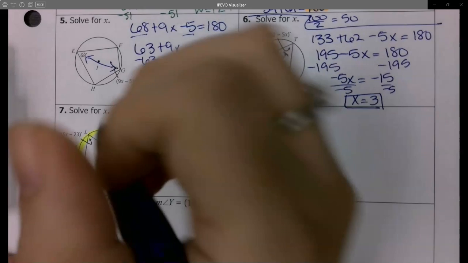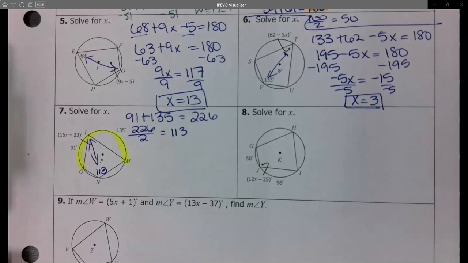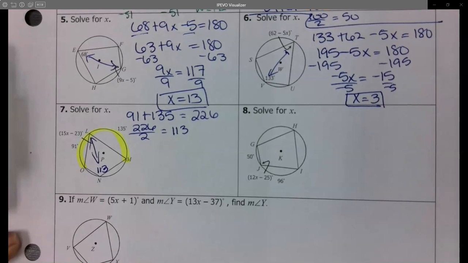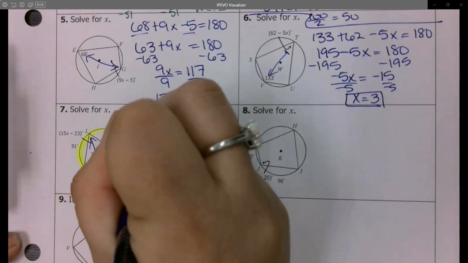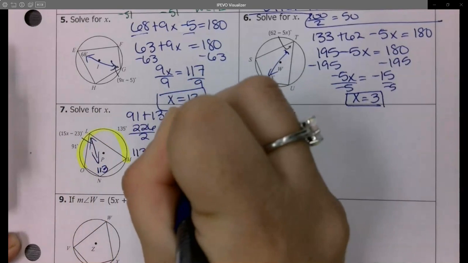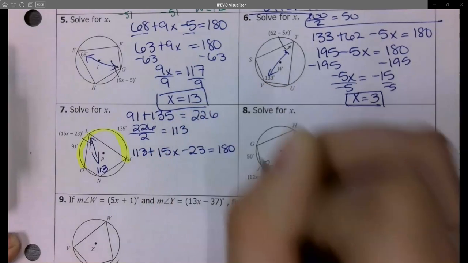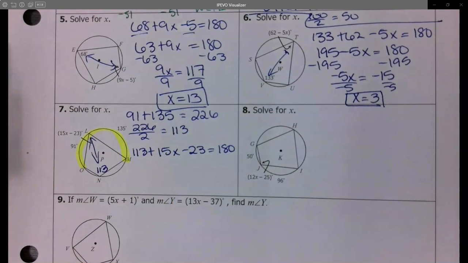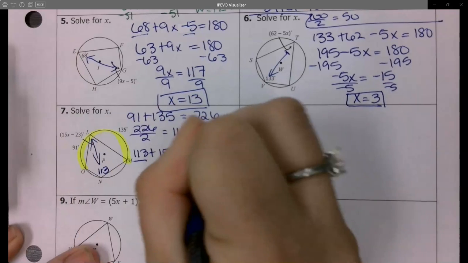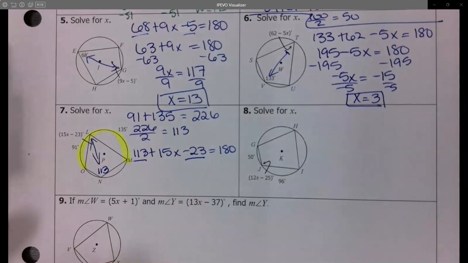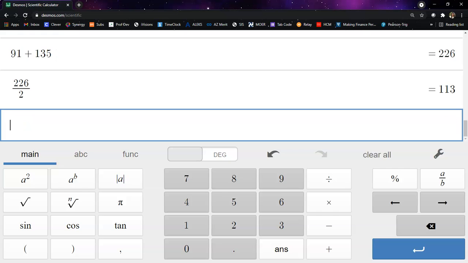So now I can go ahead and use my opposite angles, add up to 180. So I have 113 plus 15x minus 23 equals 180. Then I want to combine like terms, so I'm going to add the 113 and the negative 23 together, which gets me 90.